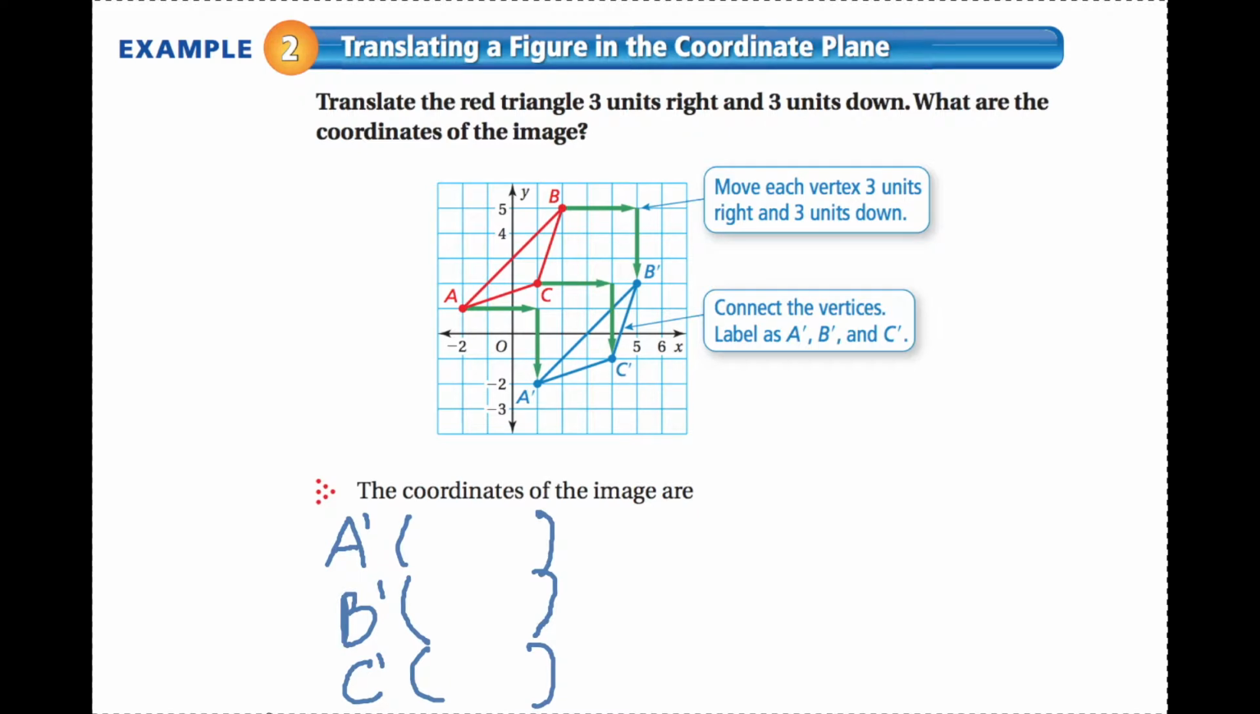So our next example, example 2, is translating a figure in the coordinate plane. We need to translate the red triangle in the image right here 3 units to the right and 3 units down. We want to know what the coordinates of the new image are going to be. So we start with our pre-image ABC. We see that A is right now at (-2, 1). We're going to move it 3 units to the right, 1, 2, 3, and then 3 units down, 1, 2, 3, and that puts our new coordinate at (2, 1).